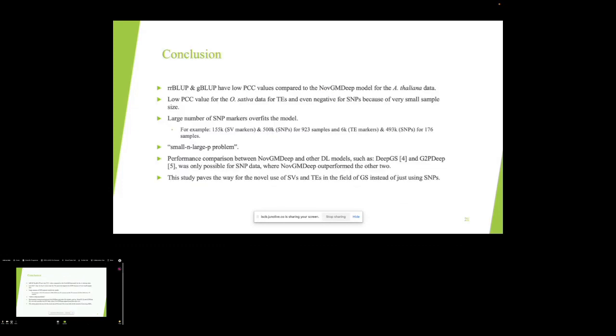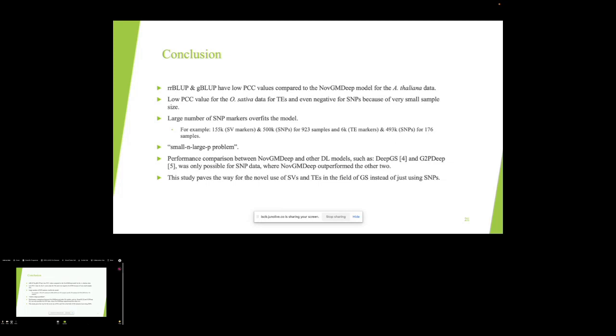So, some conclusions. Both the statistical models have low PCC values compared to the proposed model for the Arabidopsis data. Low PCC values for Oryza data for transposable elements, even negative for SNPs, because of the low sample size to train a deep learning model, which is not recommended. It is important to apply deep learning models to large training and testing data sets. And due to a large number of SNP markers across the genome used as features, overfitting increased in the model, and this is causing the small n large p problem.